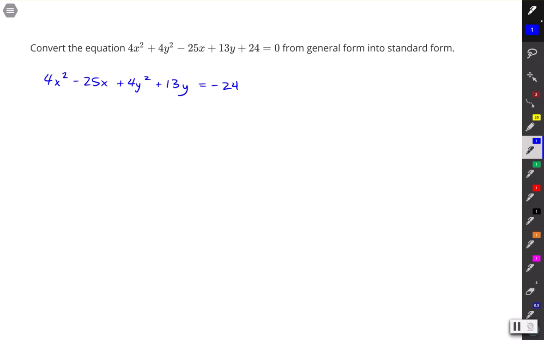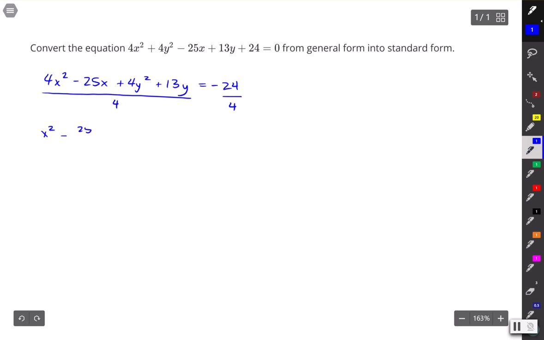Now, to handle the coefficients, you could at this point divide everything through by 4, or you could factor out 4 from the x squared term and the 25x term, and then 4 from the others. I think it's going to be best to just simply divide both sides of the equation by 4, which you're perfectly fine to do as long as you do it to each side completely, so that we end up with x squared minus 25 fourths x, and I'm going to leave a little bit of space for the completing the square step, then plus y squared plus 13 fourths of y equals, I want to leave a little space there as well, equals negative 6.